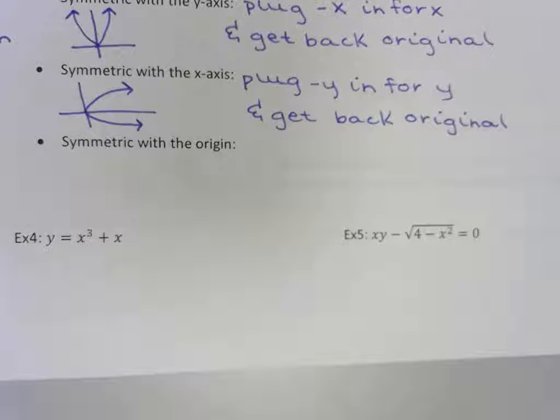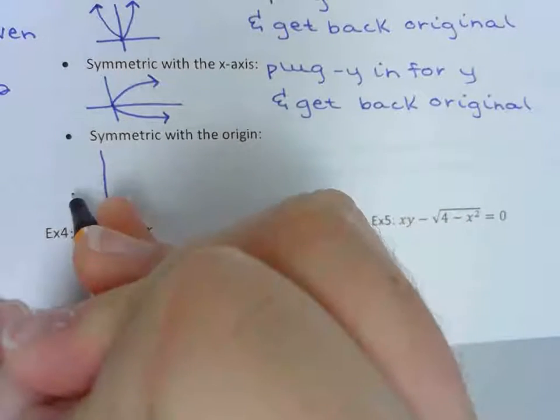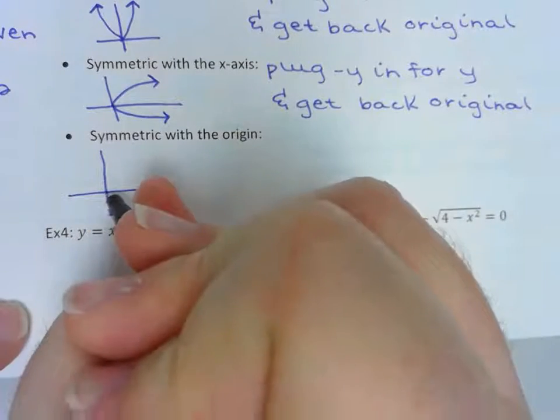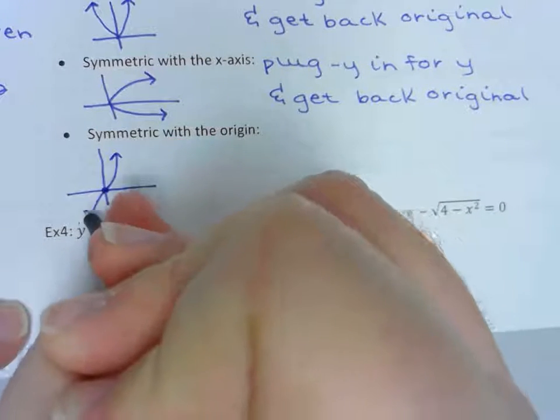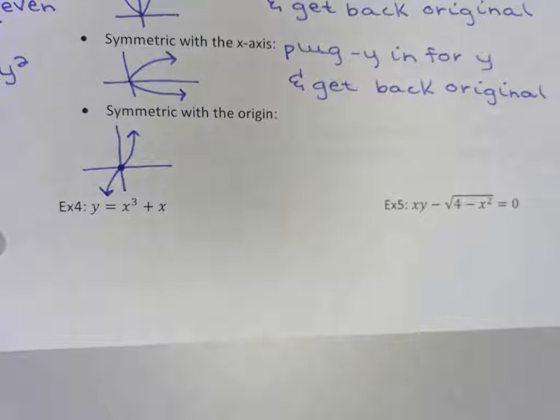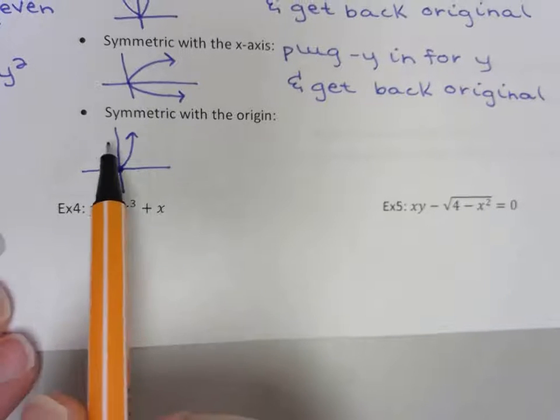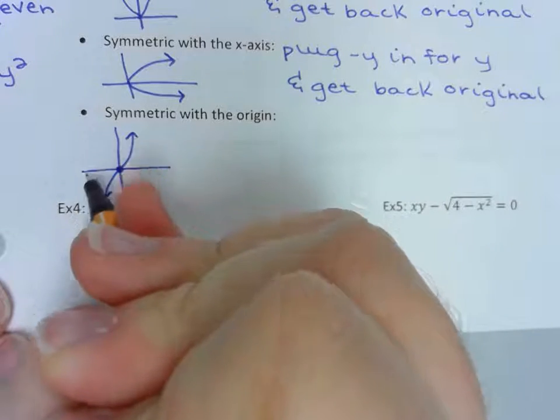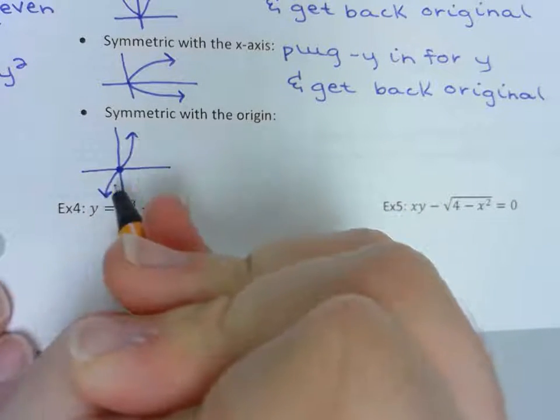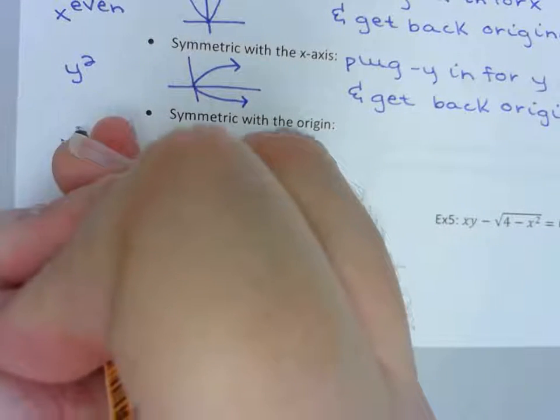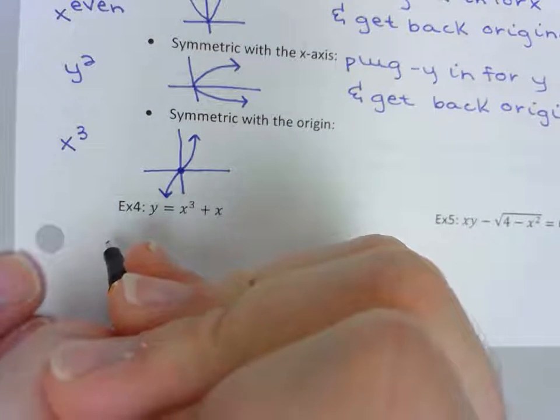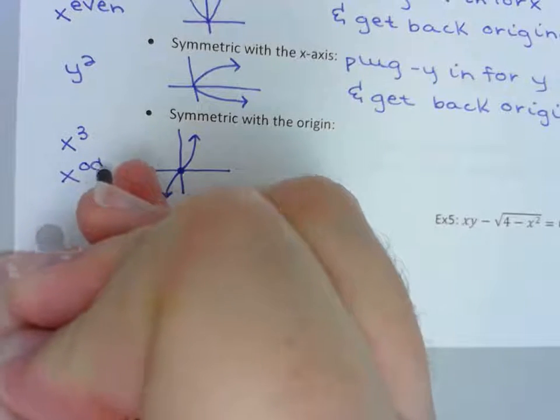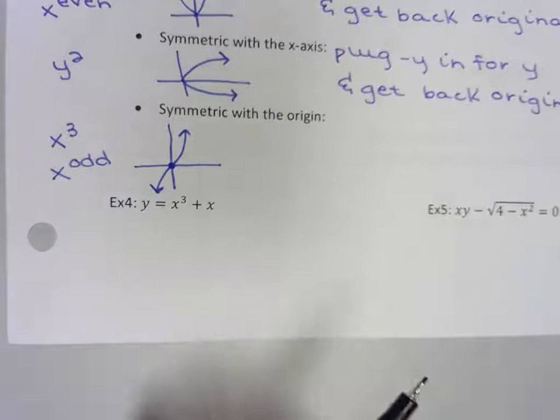And then symmetric with the origin. Probably the graph you know that would be symmetric with the origin is x cubed, something like that. So when I say symmetric with the origin, what that means is you can take that graph and literally rotate it 180 degrees around the origin. So you would rotate it like in a circle, and you would get back the original. So that's what symmetric with the origin means. So that would be x cubed, or any x to the odd, I believe, will also be symmetric with the origin.